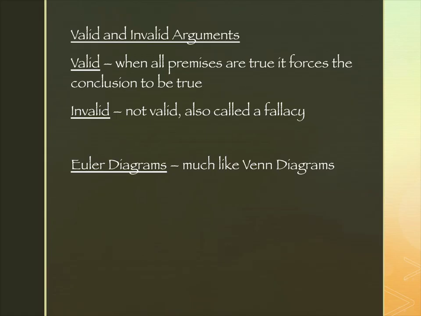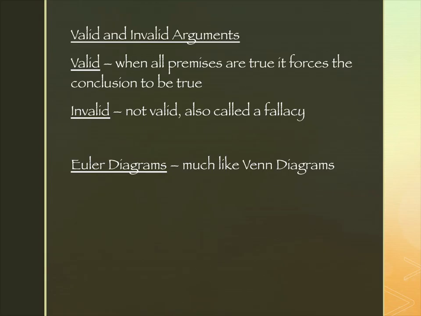So we're going to be taking a look at arguments, like I mentioned. These are going to be either valid or invalid arguments that we're going to make decisions about based on Euler diagrams. A statement is valid when all the premises are true and it forces the conclusion to be true. If all the premises, the if parts, are true, then the then parts are forced to be true. Invalid is simply the opposite of that. It's not valid. We also use the word fallacy for something that's an invalid statement. So those are two synonymous words.